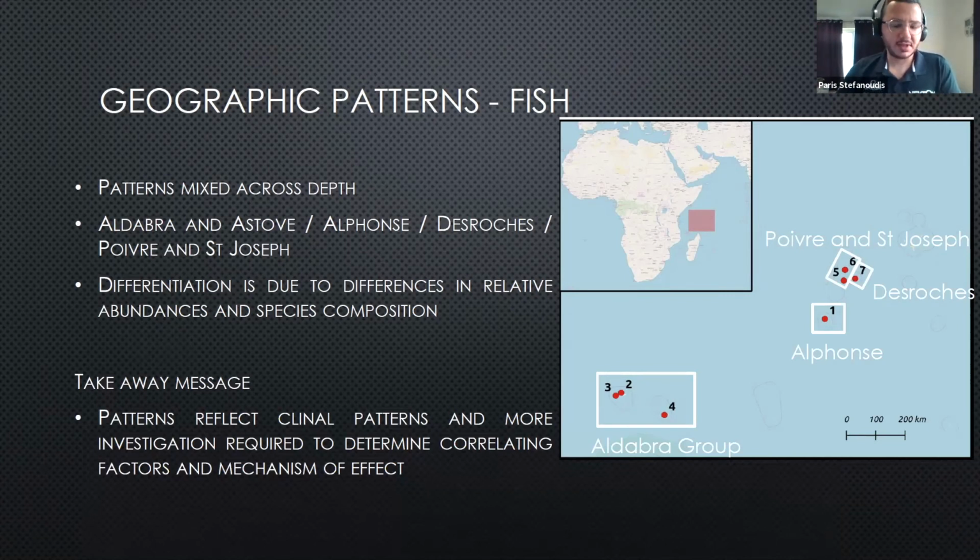The patterns were less clear in this case. For example, depending on depth, you might have Aldabra locations being different from Alphonse, or if you went a bit deeper, then Desroches might start being a little bit different from Poivre and so forth. But overall, taking into account all these differences across depth at the different locations, there seemed to be three to four distinct groupings. One of them was the Aldabra group. And I forgot to mention, this is using the fish data. Then you had Alphonse as you went a little bit towards the north. Then Desroches was less dissimilar from Poivre and St. Joseph. But again, it was maybe one to two groupings there in the Amirantes.